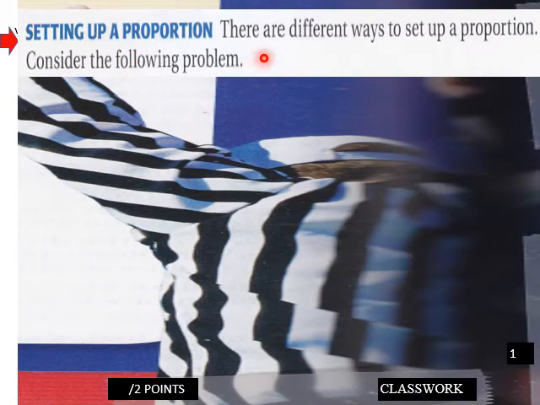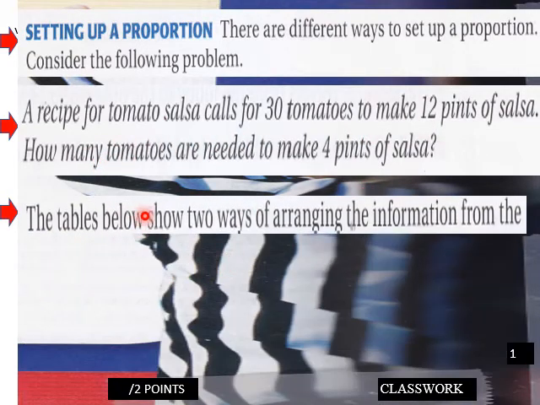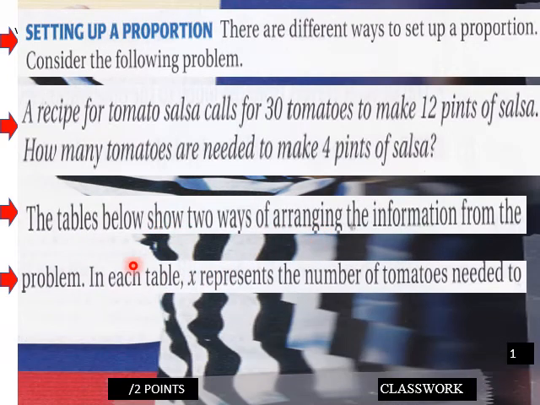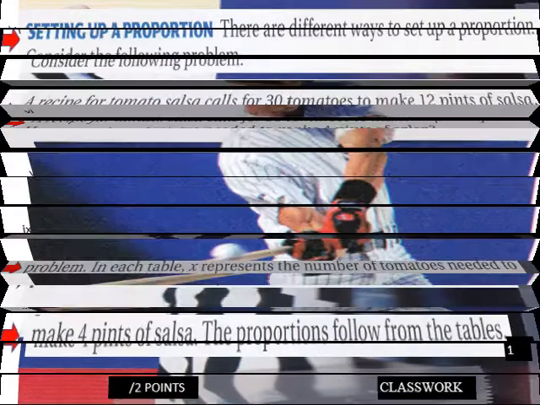Setting up a proportion. There are different ways to set up a proportion. Consider the following problem. A recipe for tomato salsa calls for 30 tomatoes to make 12 pints of salsa. How many tomatoes are needed to make 4 pints of salsa? The tables below show 2 ways of arranging the information from the problem. In each table, x represents the number of tomatoes needed to make 4 pints of salsa.